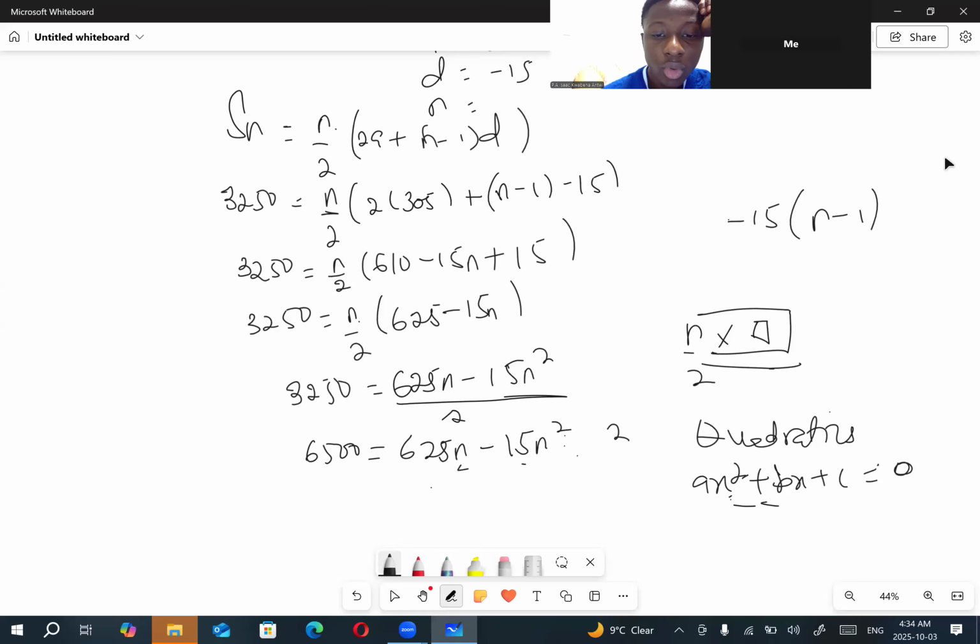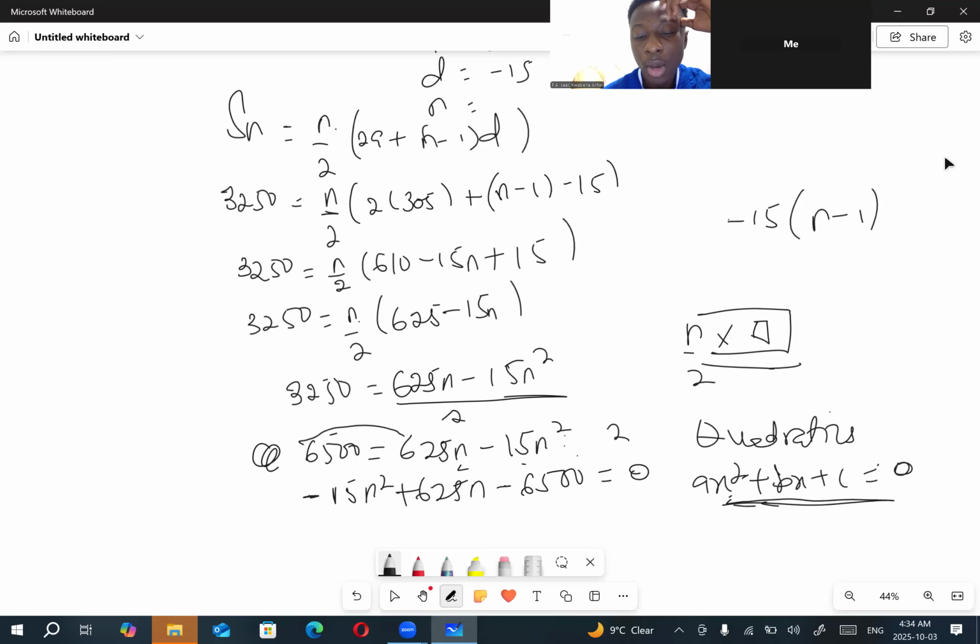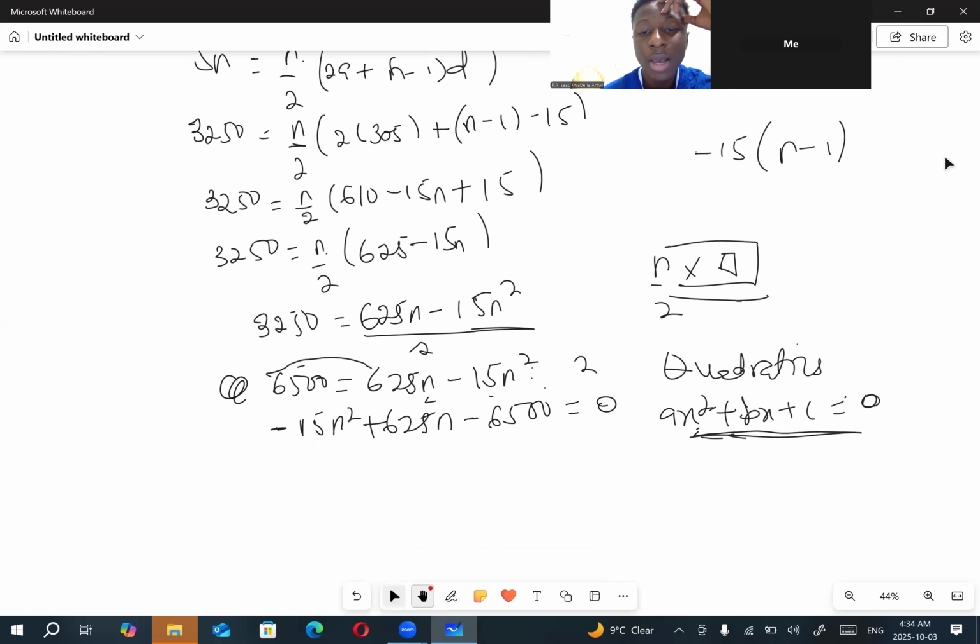So this is what we're going to do. In the long run, you have minus 15n squared. This is positive, so plus 625n. Then what you are bringing, when it crosses the equal sign, it will be minus 6500. Then you equate it to 0, because if you move it here, there will be nothing. By so doing, I've represented this well as how quadratics should appear. Let me know if you have a question, guys.